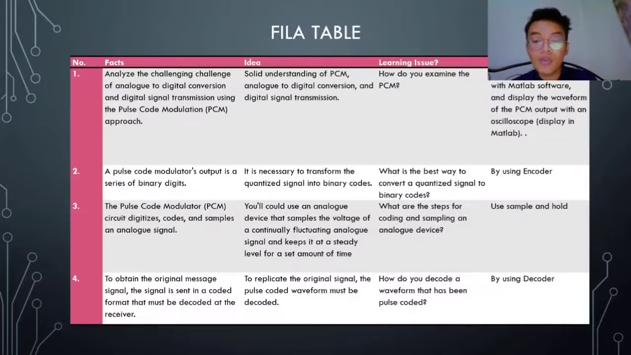How do you decode a waveform that has been pulse coded? The action is done by using the decoder. So that's all for me.